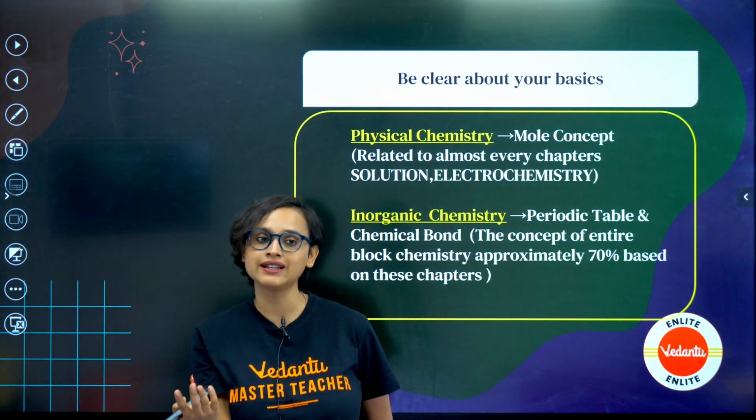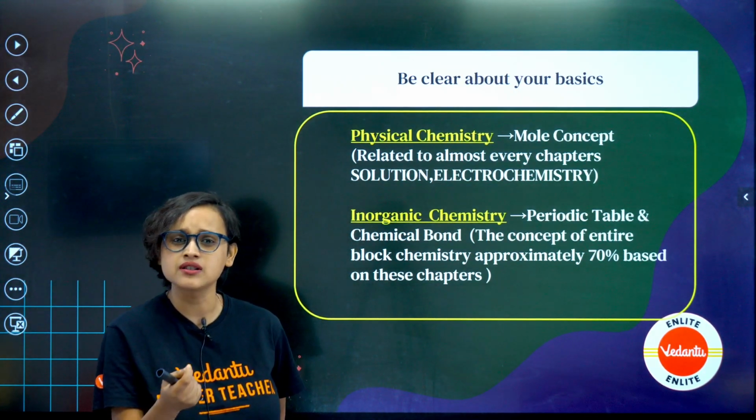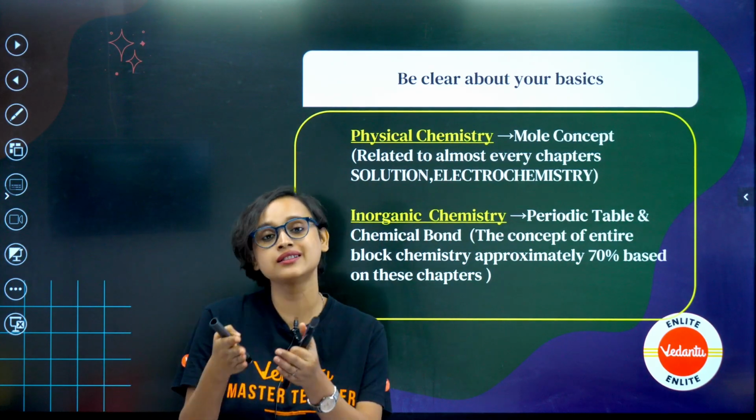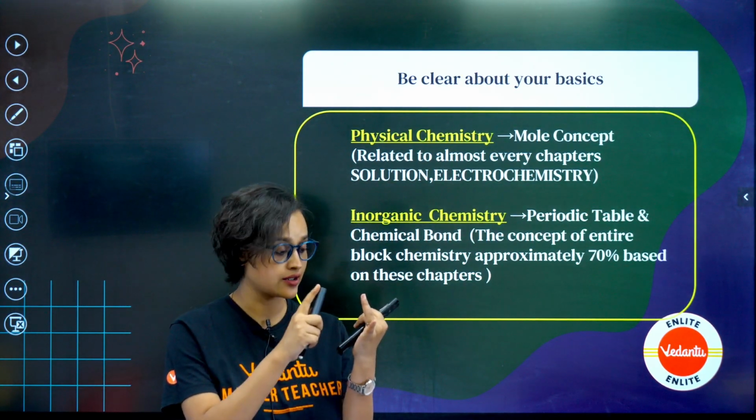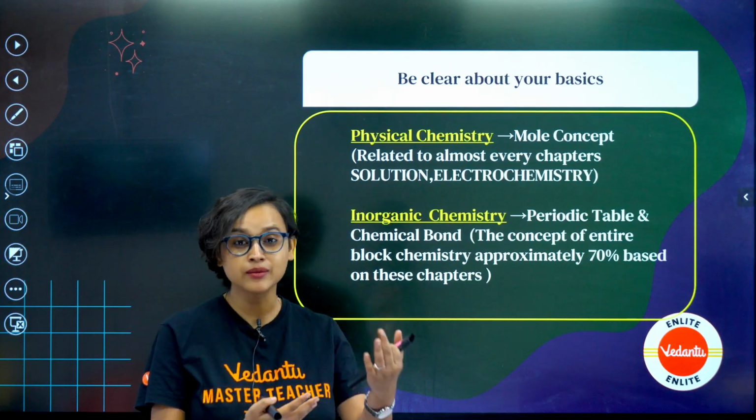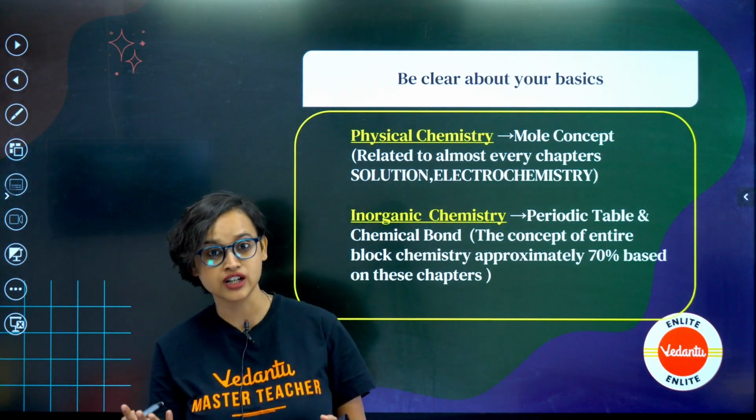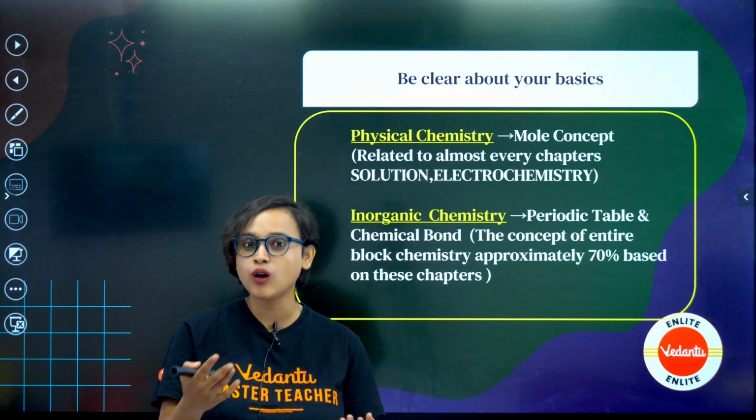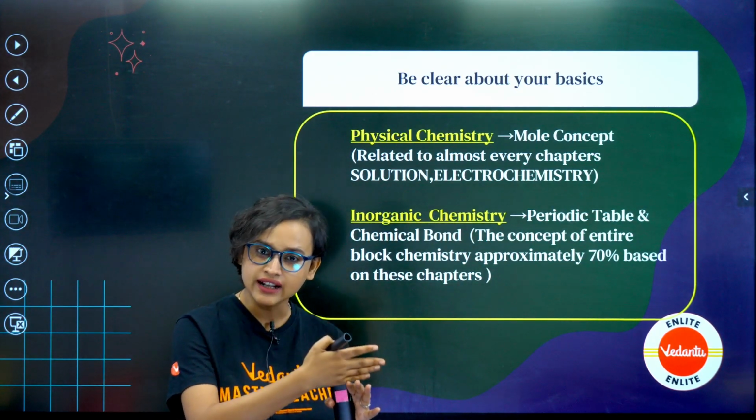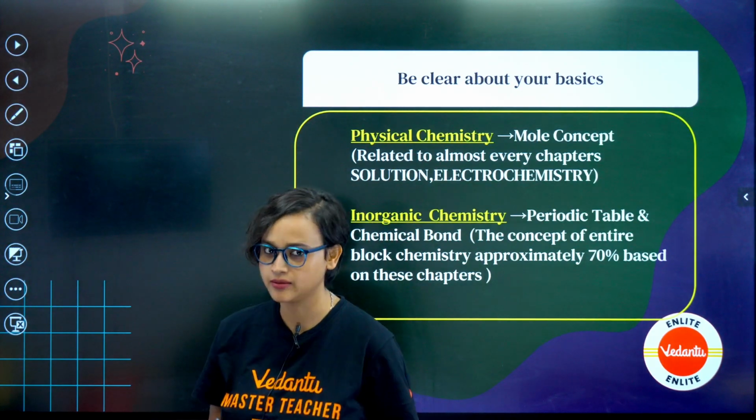So when we keep talking about basics and fundamentals, what exactly are these fundamental chapters? I hope you know that chemistry has three segments: physical chemistry, organic chemistry, and inorganic chemistry. Physical chemistry deals with mole concept, equilibrium, chemical kinetics, thermodynamics. Inorganic chemistry deals with periodic properties, coordination compounds, s, p, d, f blocks, metallurgy, chemical bonding. And organic chemistry, as you know, includes general organic chemistry, aldehydes, ketones and carboxylic acids, alcohols, phenols and ethers, hydrocarbons.